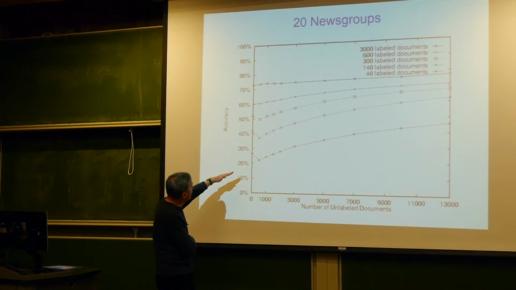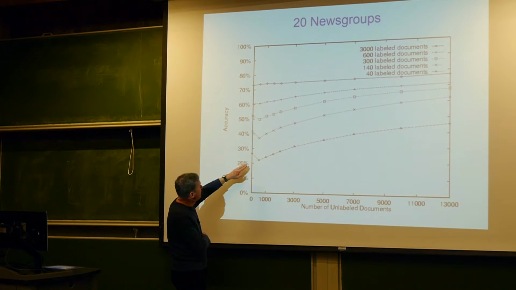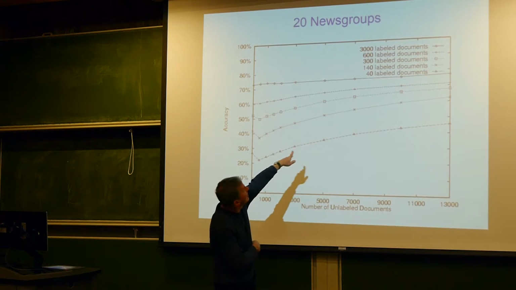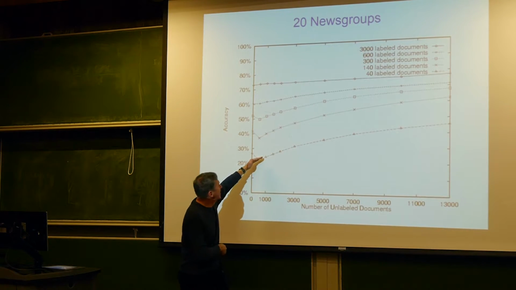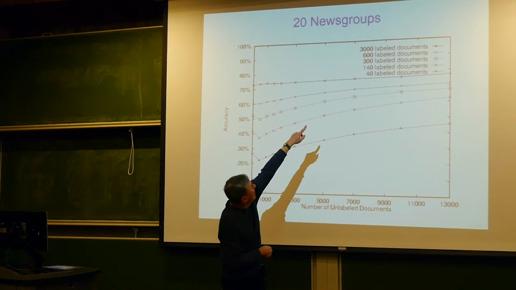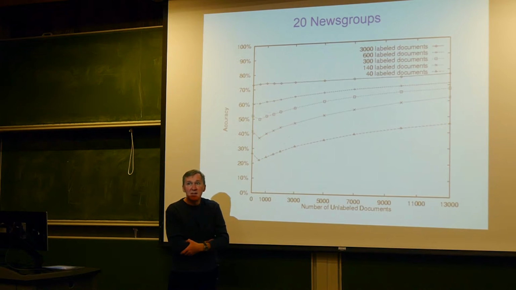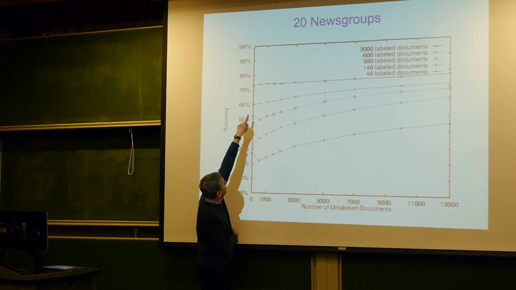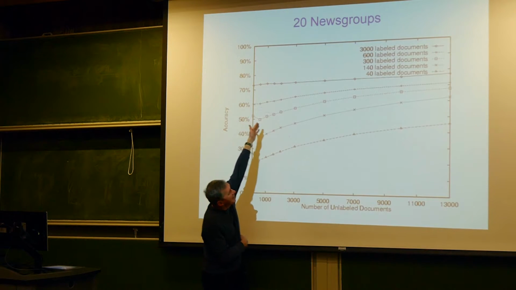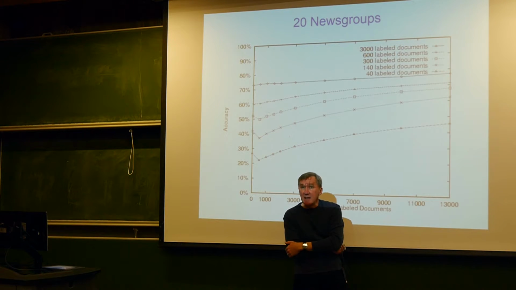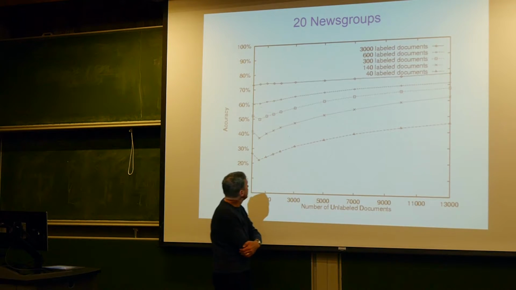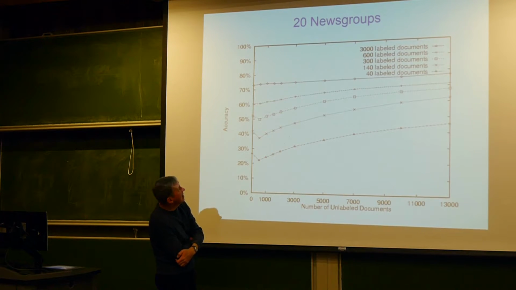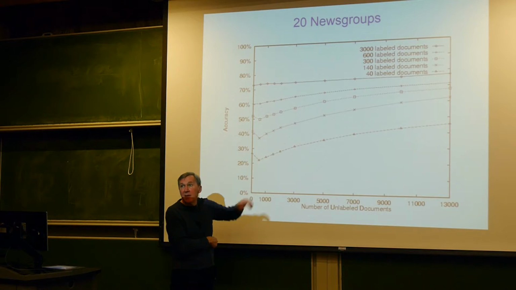And so again, we see what intuitively makes sense, that this curve with the triangles is 40 labeled documents, whereas the top curve is 3,000 labeled examples. And so as we might expect, the more labeled examples, the better we do at the beginning, and the less benefit we get from the unlabeled data. But in all cases, the unlabeled data does not hurt us and tends to help to some degree, especially when we don't have very many labeled examples.